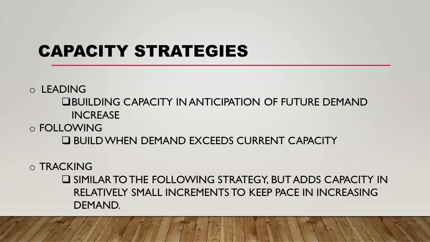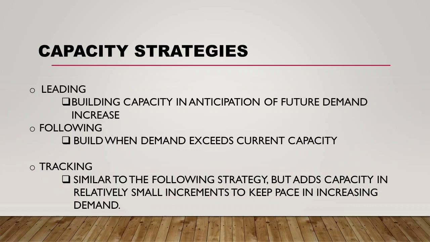There are only three capacity strategies, which are leading, following, and tracking. In leading, you build capacity in anticipation of future demand increase. So when a manager thinks that 100 more units will be needed next week, they simply order the capacity of 100. The risk here is, what if the manager is wrong and it brings a deficit to the company?